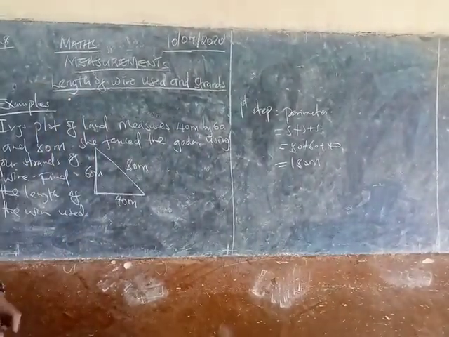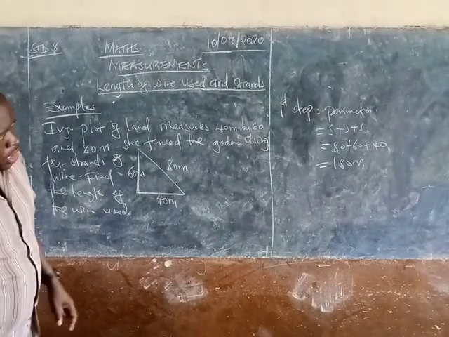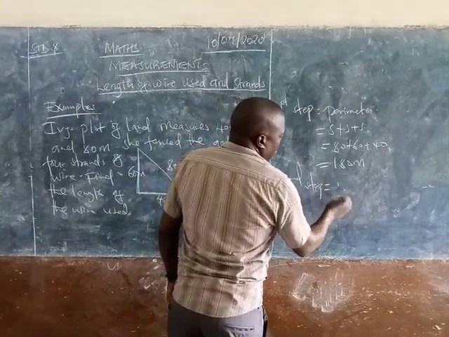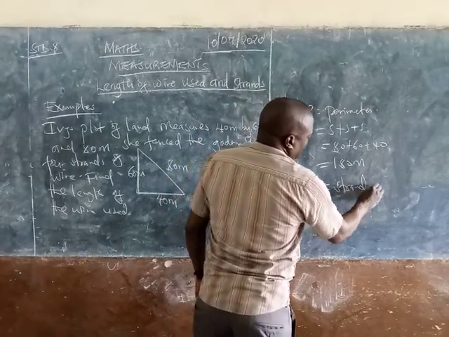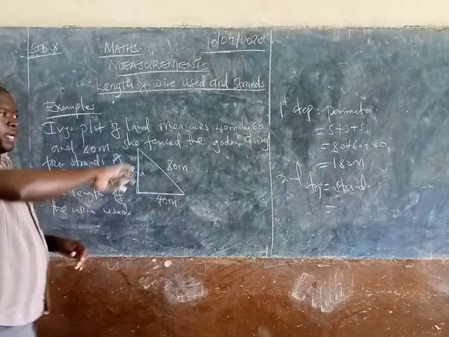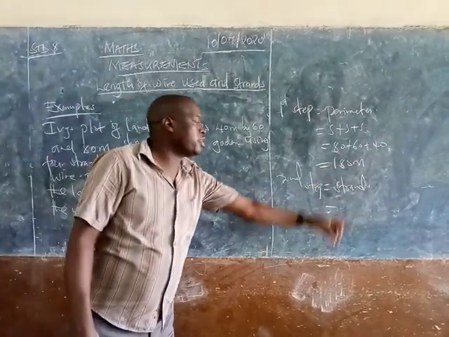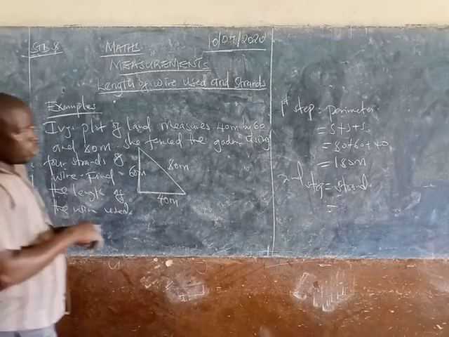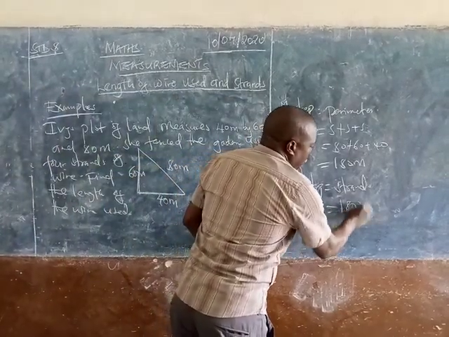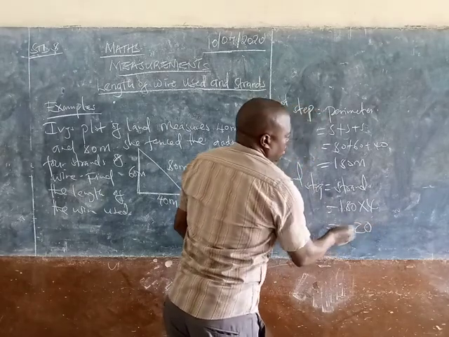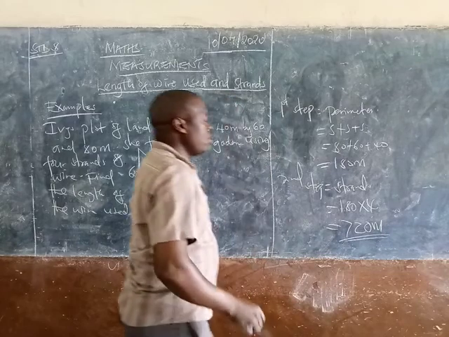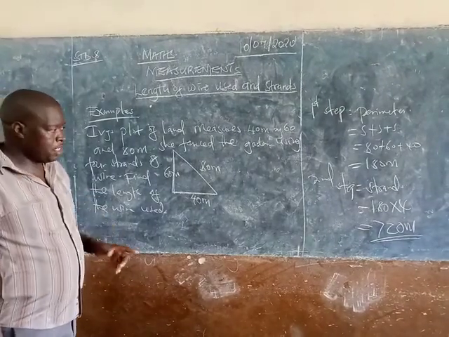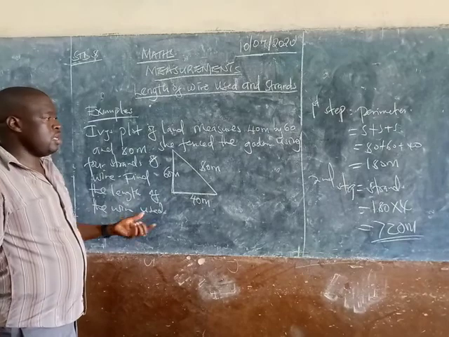Then the number of strands is our next step. So step number two, strands now. For one complete strand, it covers 180 meters. This person used four strands. So we are going to take one strand, which is 180, multiplied by four, and that is 720 meters. So the total length of the wire used is 720 meters. Then, of course, the number of strands is 4.